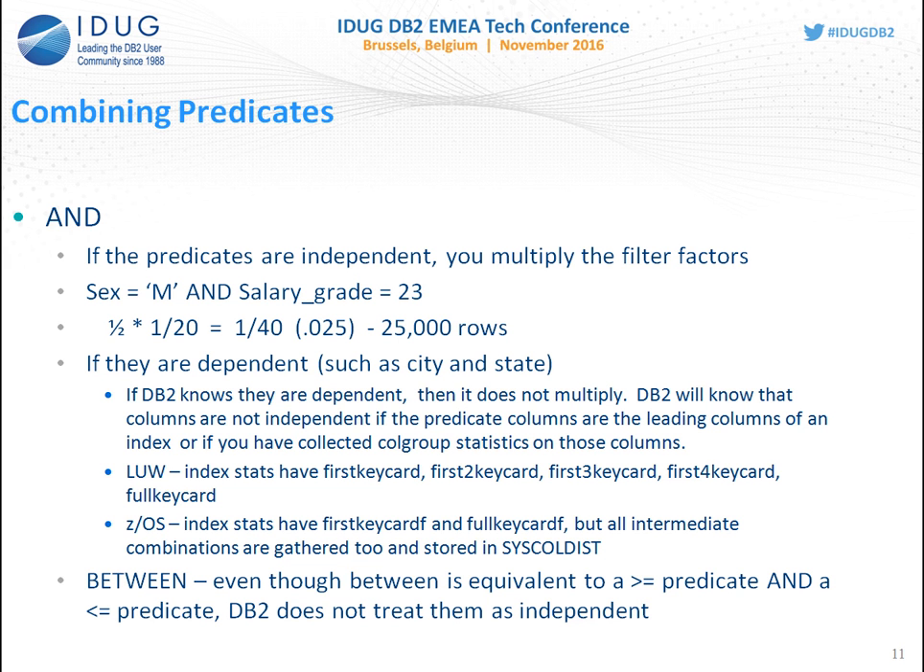A between predicate is equivalent to a greater than or equal predicate and a less than or equal predicate. But DB2 does not treat them as independent because it knows it's not a greater than host variable, it's everything above that. But if you have a less than on the same column, the range has now shrunk to what's remaining.